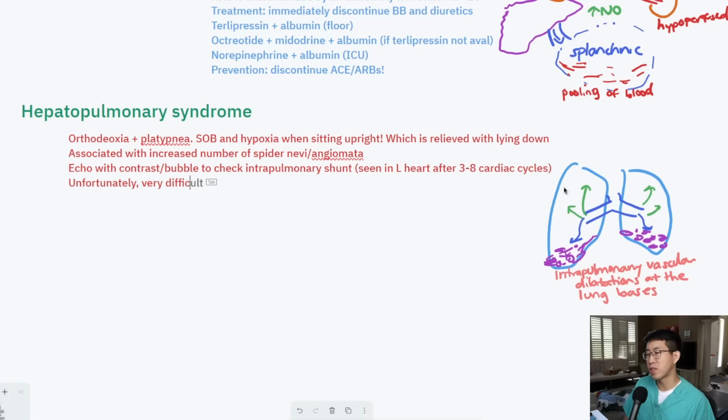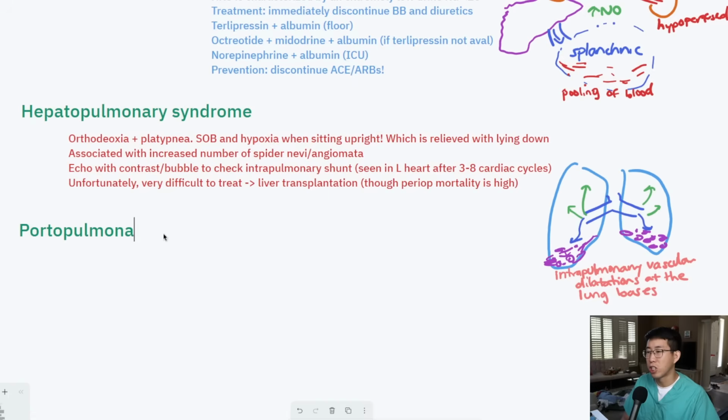Unfortunately, it's very difficult to treat. And ultimately, these patients will need a liver transplantation for definitive treatment. Otherwise, they get put on supportive treatments like oxygen and things like that. But really, the prognosis is not very good. And perioperative mortality with liver transplant is also very high in these patients.